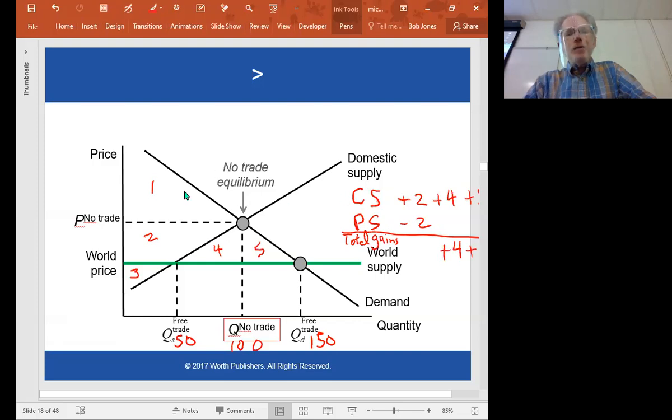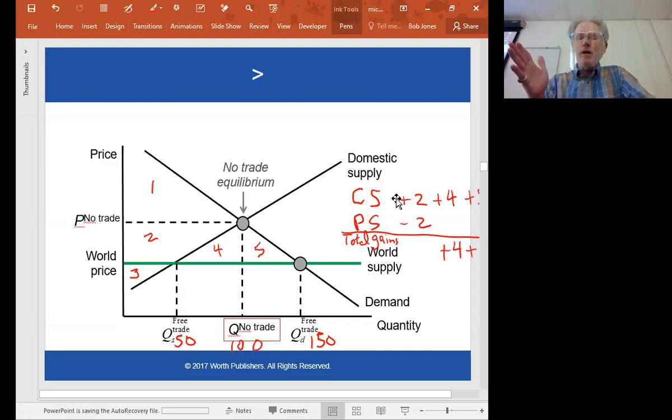For consumer surplus, it was area 1. Now it's going to be 1, 2, 4, and 5. So the gain to consumers from having the ability to trade is 2 plus 4 plus 5. So the mathematical part is, these are the new areas. That's right. And so it's important.